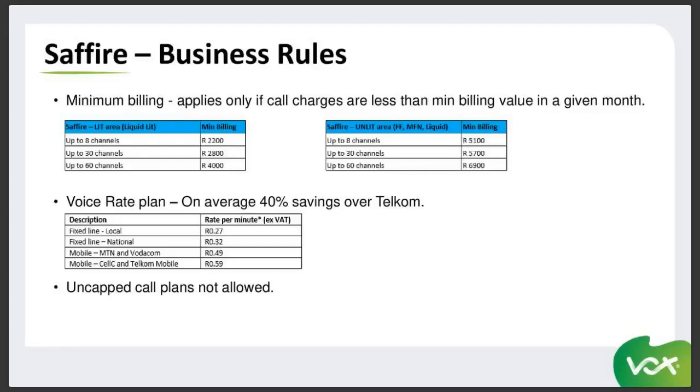The rate plan that goes with this is also non-negotiable. It's our standard Crystal type rate plan, and on average it's still going to offer at least 40% cost savings over the existing rate plan the customer may have with Telkom. Uncapped calling plans are obviously not allowed in this product as well. So just as a recap, it's going in with the call rate, and we as Vox carry all of the risk in terms of the connectivity, hardware, etc. to deliver the service.